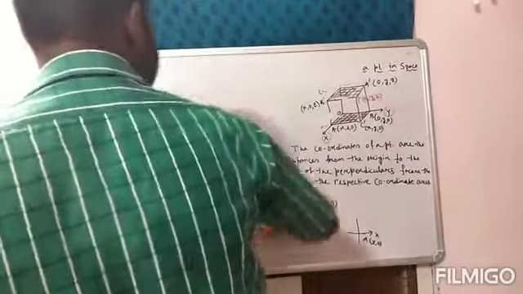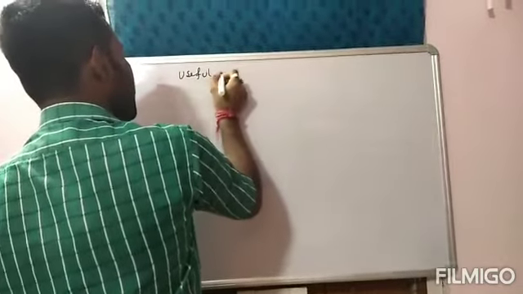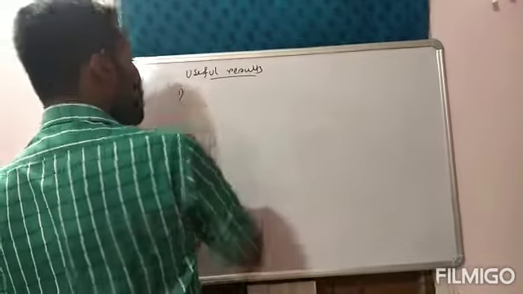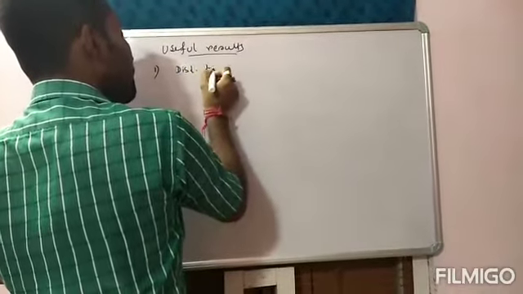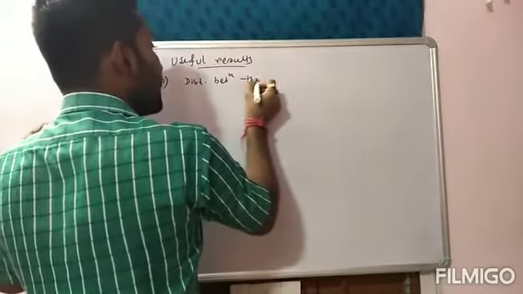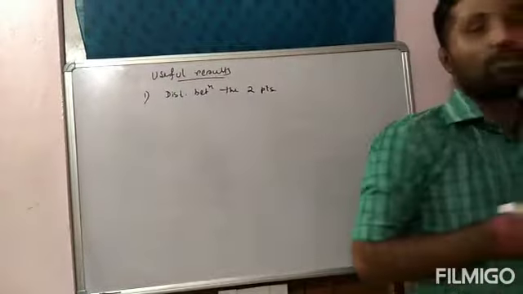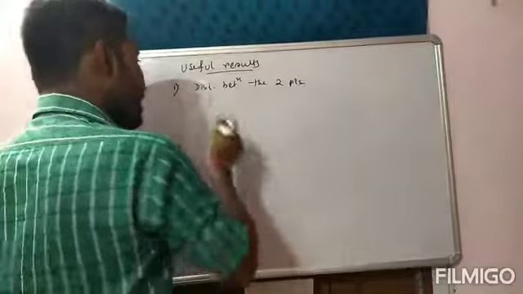Now there are some useful results. Already ये सब भी मिल गया था. Result number 1. Distance between the 2 points. Distance formula. Distance between the 2 points. जो 2 dimensional geometry में मिला था वो तो सबको पता है. So distance between the two points in case of 3D geometry.